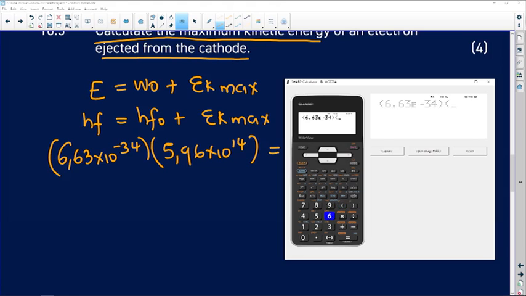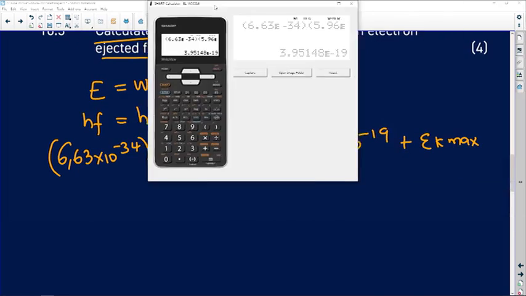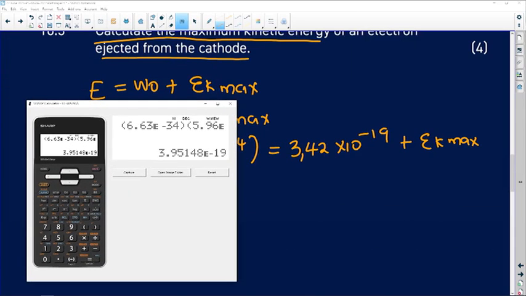Okay, we open the bracket. It's 5,96 exponent to the power 14. All right, what do we get there? We get 3,95148 times 10 to the power negative 19. So can't we just minus this with 3,42 exponent negative 19 as well, so that we can get our kinetic energy.